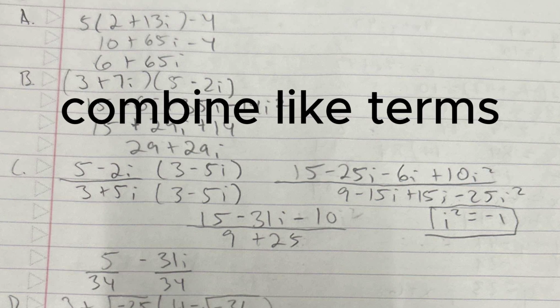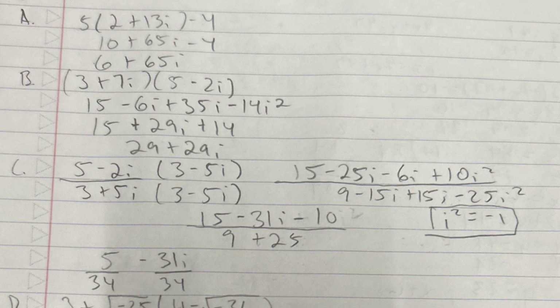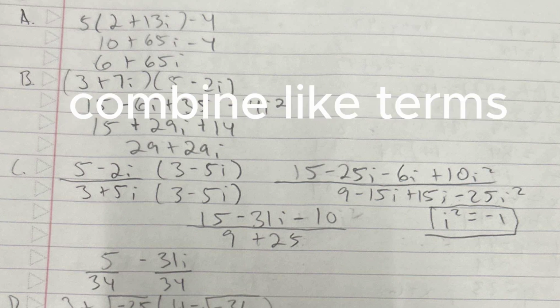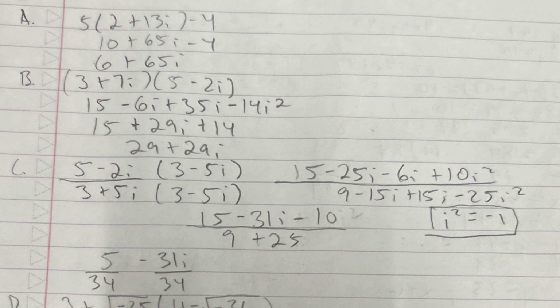Now, if you simplify, it's going to be 15 - 31i - 10 over 9 + 25. And then once you clean that up again, it's going to be 5 over 34 - 31i over 34. And that's going to be your final answer.